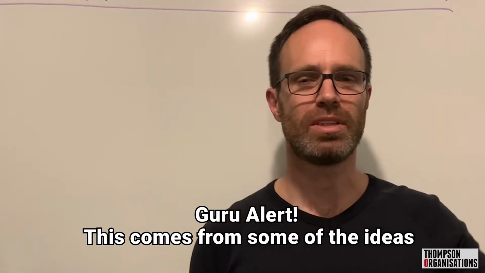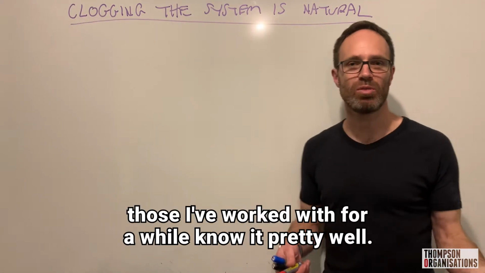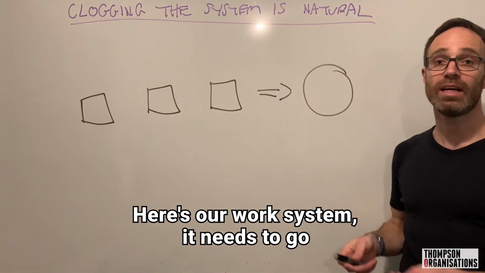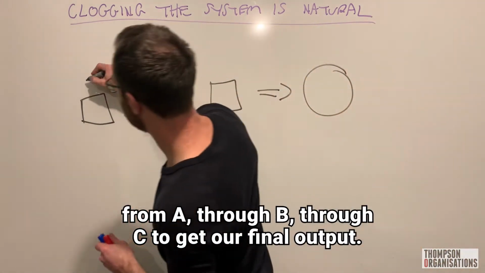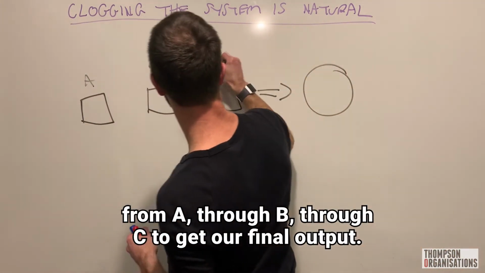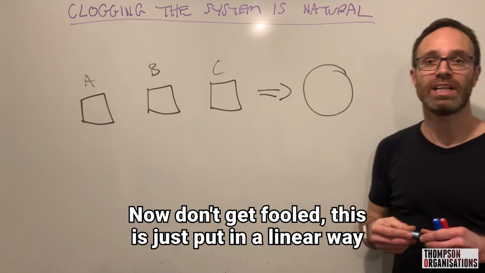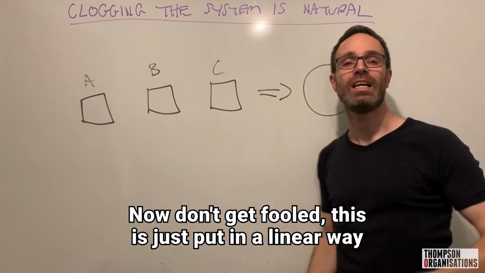Guru alert, this comes from some of the ideas of Eli Goldratt. What am I talking about? Now, this is my favourite diagram. Those I've worked with for a while know it pretty well. Here's our work system. It needs to go from A through B through C to get our final output. Now, don't get fooled. This is just put in a linear way so it's easy to see.